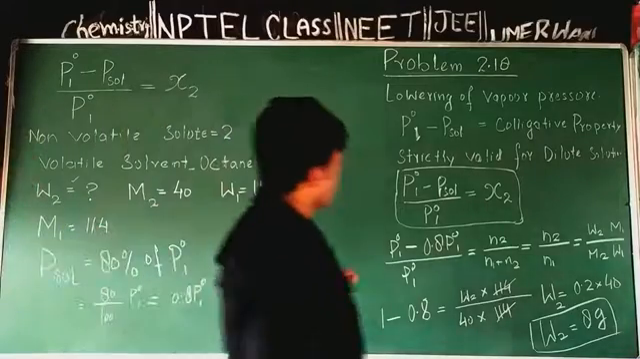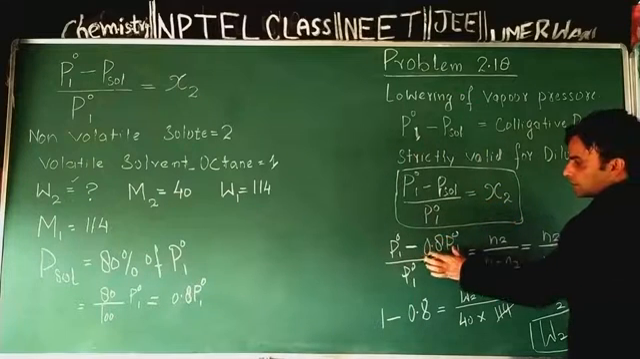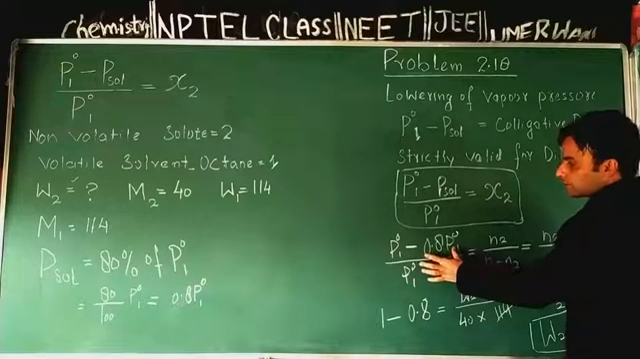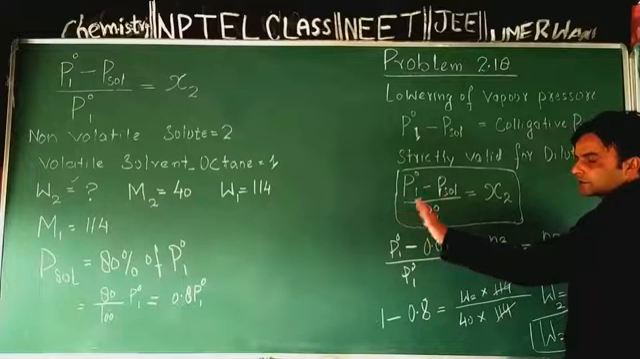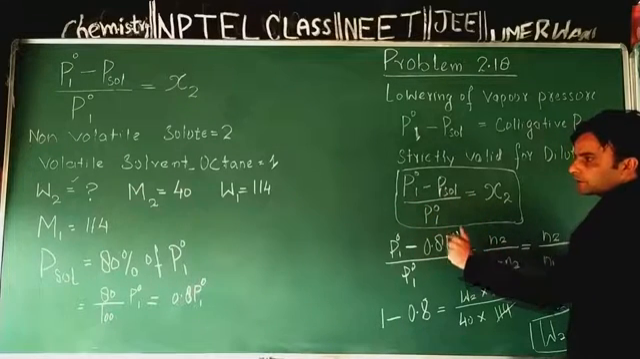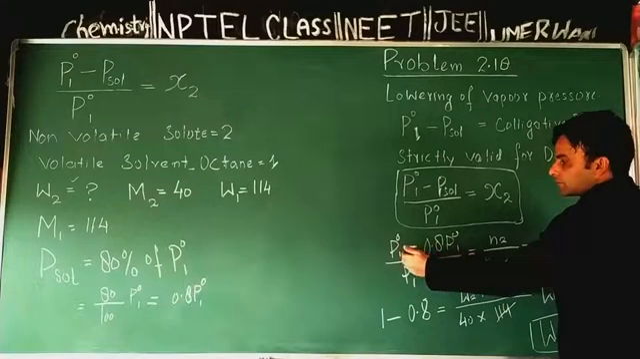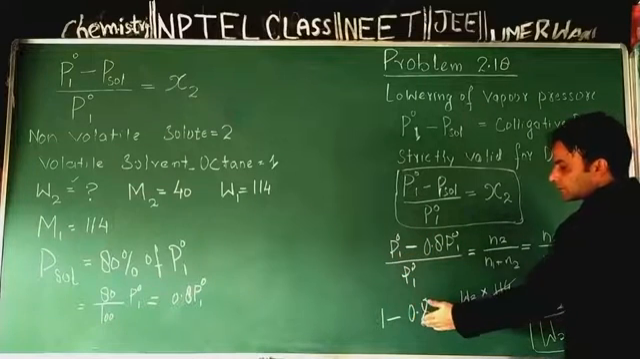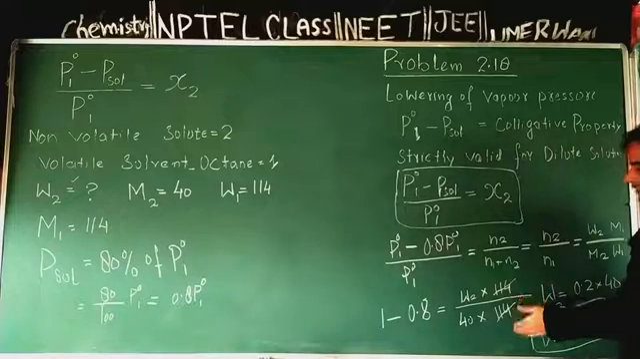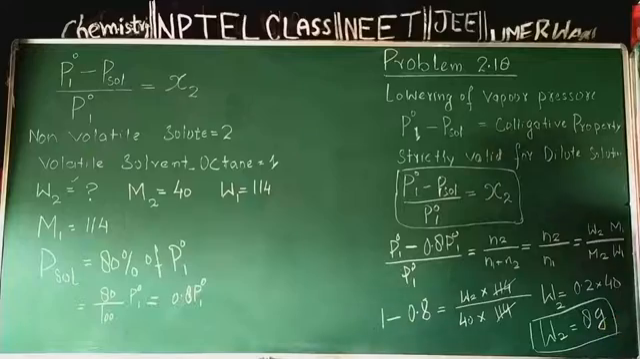And here in this equation I had to substitute only one parameter on the left side, that is the vapor pressure of solution, and in the question it is given that the vapor pressure of solution is 80% of the pure solvent, and 80% of P01 will become 0.8 P01. Then P01 I took common in the numerator. P01 got cancelled. 1 minus 0.8 is equal to 0.2. Here on the RHS, 114 got cancelled. 0.2 times 40 came equal to 8 grams.